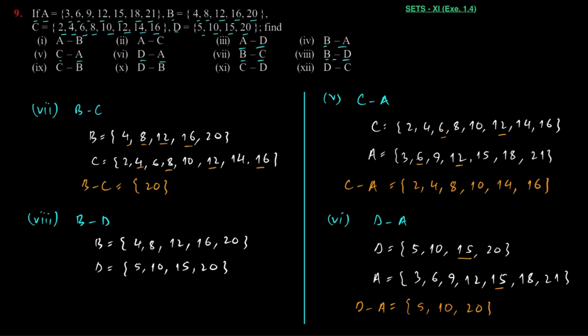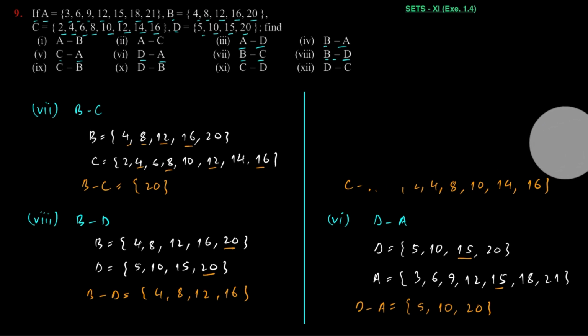Now let's see what are the common elements. Here we have only one common element, that is 20. Therefore, B minus D is a set having elements as 4, 8, 12, and 16. So this will be set B excluding element 20, as that element is also in set D. The next part.